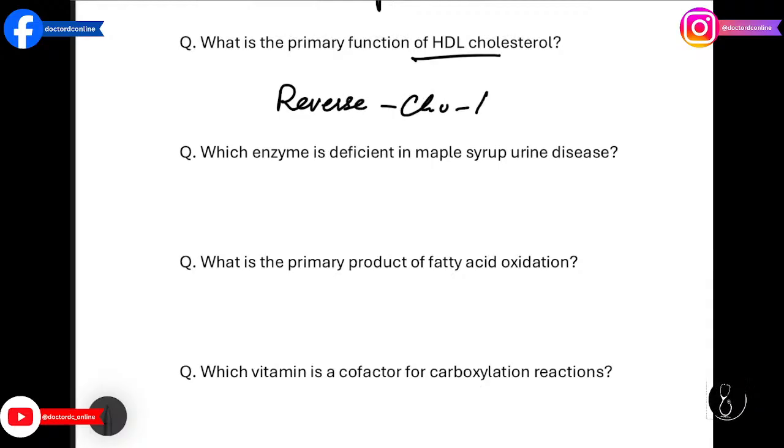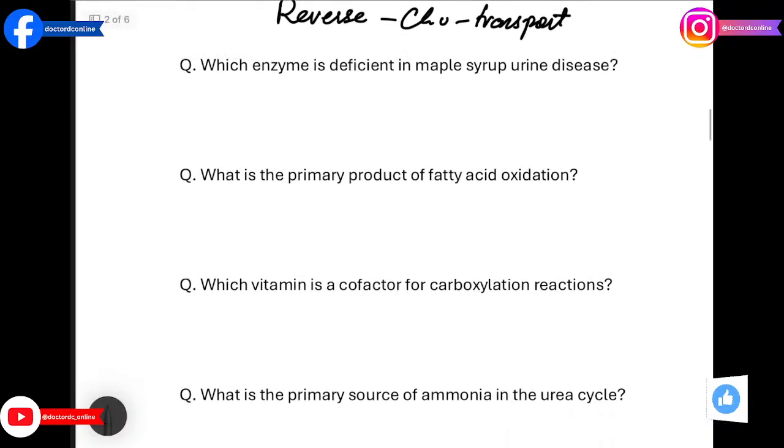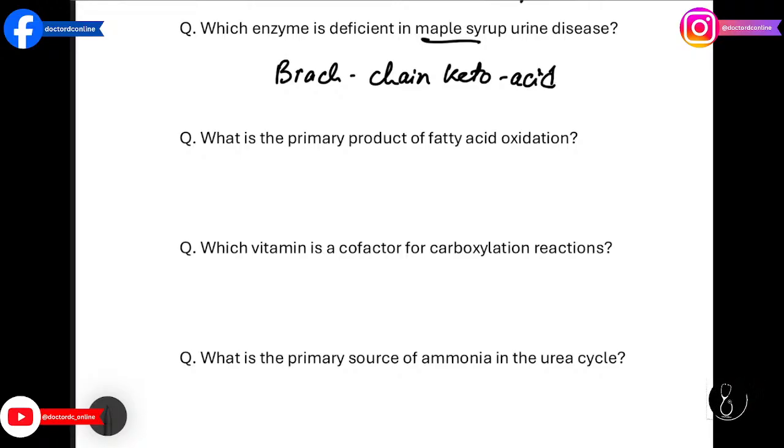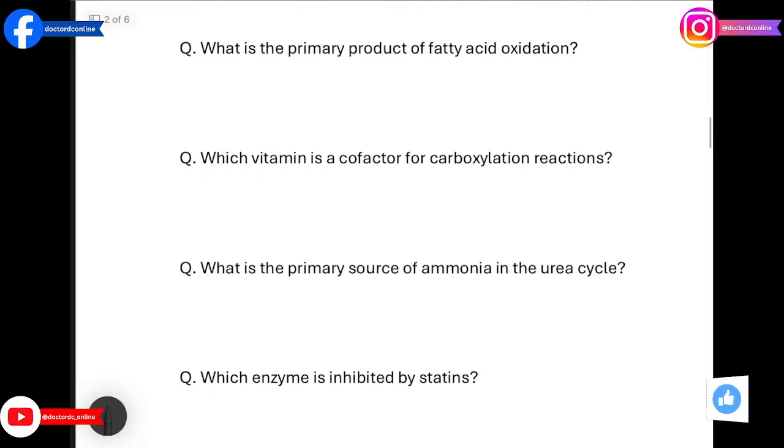The next question is, which enzyme is deficient in maple syrup urine disease? And the answer is branched chain keto acid dehydrogenase, because this deficiency causes accumulation of branched chain amino acids. The next question is, what is the primary product of fatty acid oxidation? And the answer is acetyl-CoA. It enters the TCA cycle for energy production.